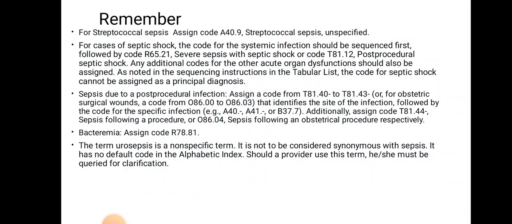And for sepsis due to post-procedural infection, you have to assign a code from T81.40 to T81.43. Or if it's for an obstetric surgical wound, you have to code from O86.00 to O86.03 that identifies the sites of the infection, followed by the code of the specific infection, A40 or A41 or B37.7. Additionally, assign code T81 if any sepsis following a procedure, or a sepsis following an obstetric procedure respectively. So you have to code here for post-procedural infection following these codes.